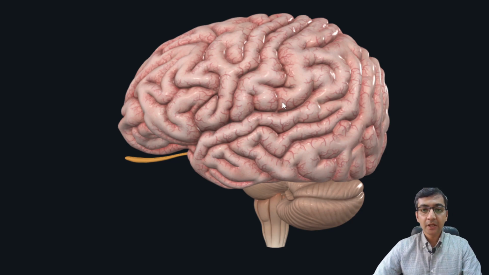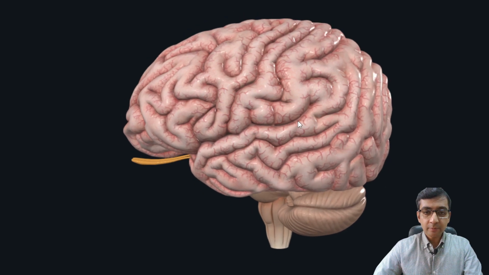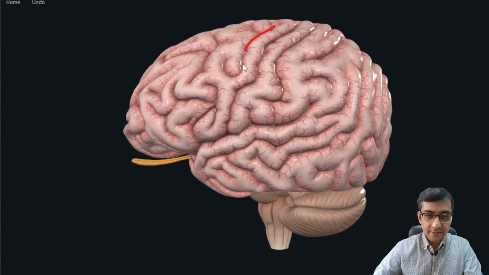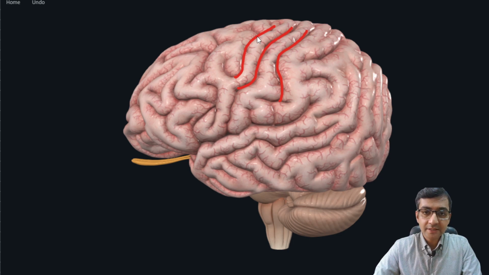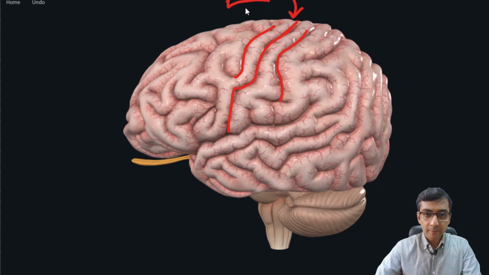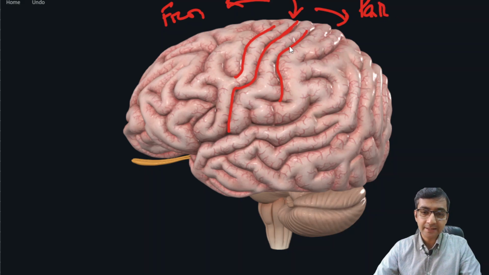It may get confusing because there are at least three sulci that you are going to find here. Here is one sulcus, here is one, and here is one. These run vertically from above downwards, which makes them easy to find. You find three vertically parallel running sulci, and the middle one of those is the central sulcus, and that divides the forebrain into the frontal lobe in front and the parietal lobe at the back.